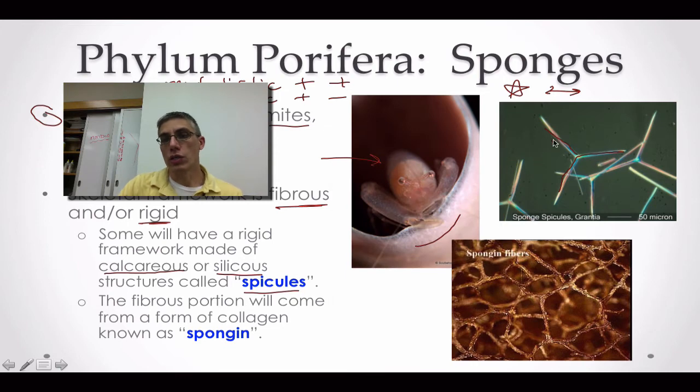Now what's really interesting about the spicules is that some scientists can actually determine what type of sponge it is based on the shape of spicules that you will see. Now the fibrous portion of some sponges is going to be made of something called collagen, and collagen is going to make up the fibrous portion called spongin. So over here on the right hand side you're going to see an example of spongin fibers.